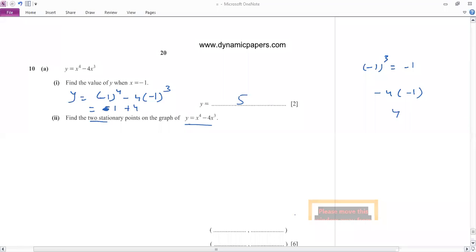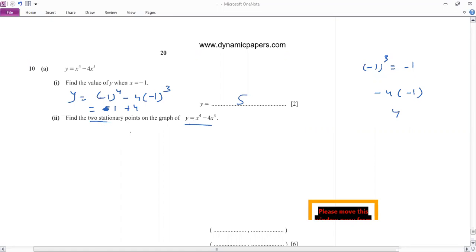So in that case, we will have this. So it means y is equal to 5. Now this value of y we find. After that, what we need to do is find the two stationary points.